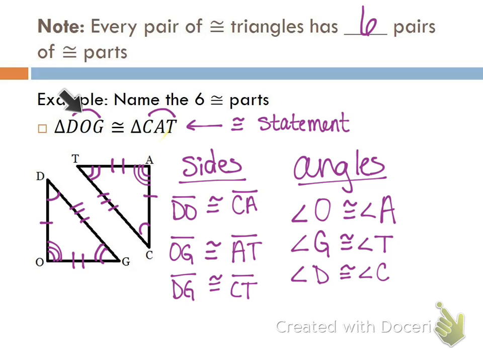Sometimes you'll be given just a congruent statement. Sometimes you'll be given just a pair of triangles. So just be familiar with all of these representations. Questions, concerns about this example? Are we all clear on the whole matching up or going in order from one statement to the next? That is critical.